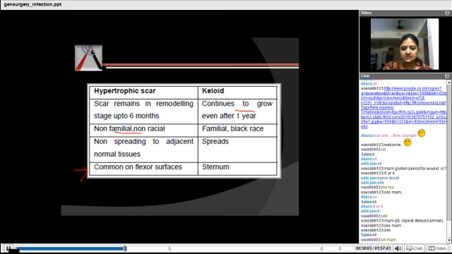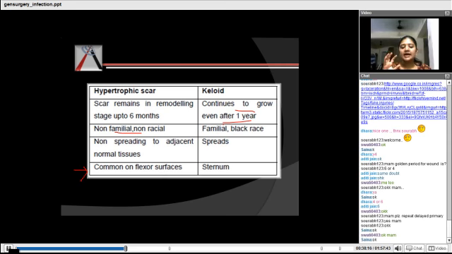While a keloid can continue even after 1 year. It is especially common in black people and has a familial tendency. It has a spreading type of behaviour, and after the wound it can form even after 1 year. So the difference between the two types of scars is important. Clear?